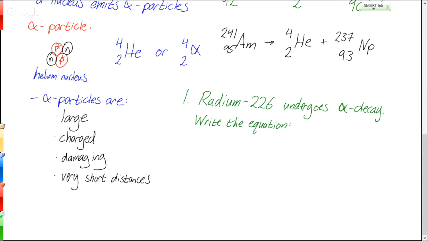So now, see if you can write, just from that information, can you put together the whole equation for radium-226 undergoing alpha decay?